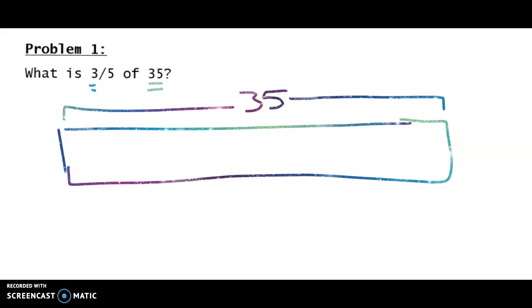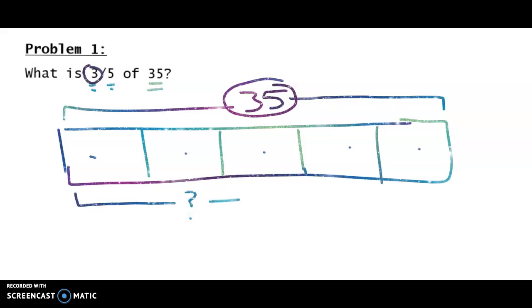Now we're going to look for what 3 out of the 5 would be, or how much that would represent. So if we're to break up a total using a tape diagram into 5 equal parts, that means we're going to use 4 lines. 1, 2, 3, 4. And 4 lines will get us 1, 2, 3, 4, 5 parts. The question we're looking for is not what all 5 of those parts are, because we obviously know that's 35, but what 3 of the 5 parts are. So we're going to be looking for this amount right here, from here to here.